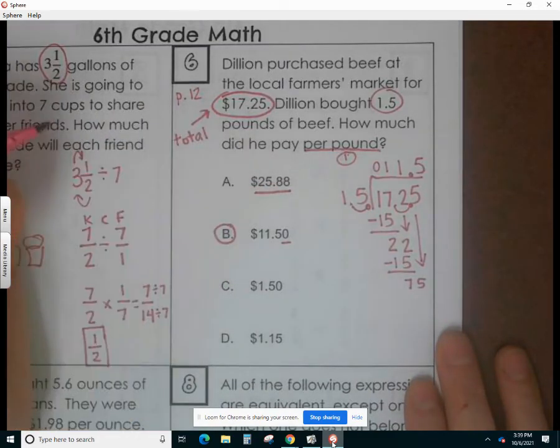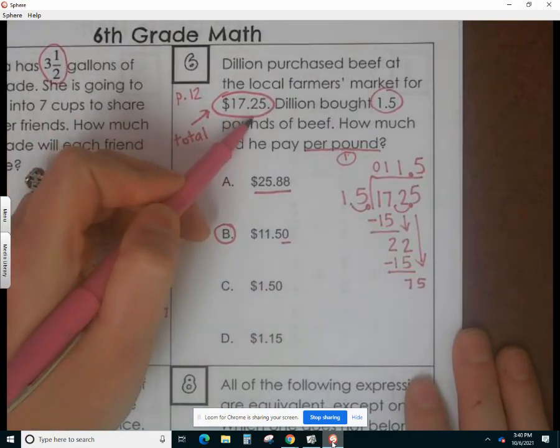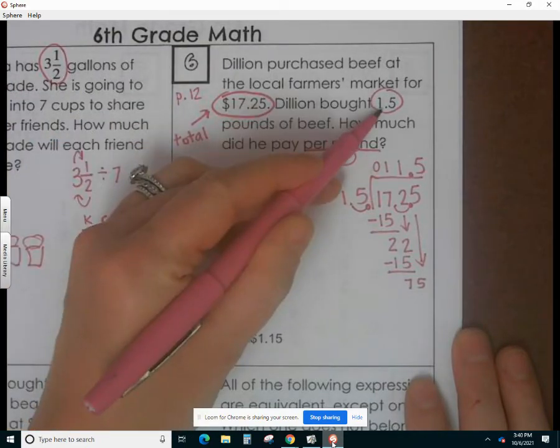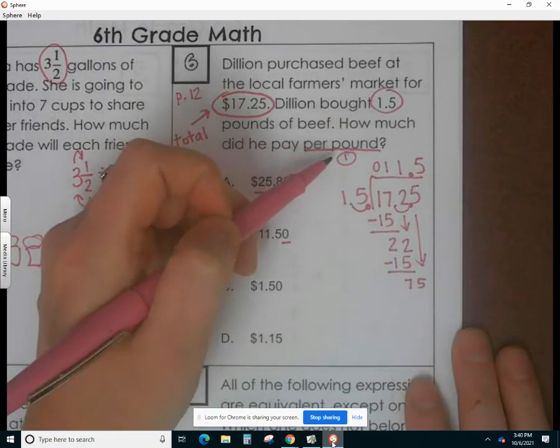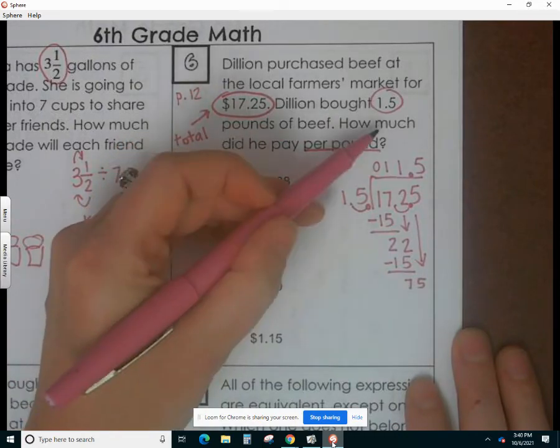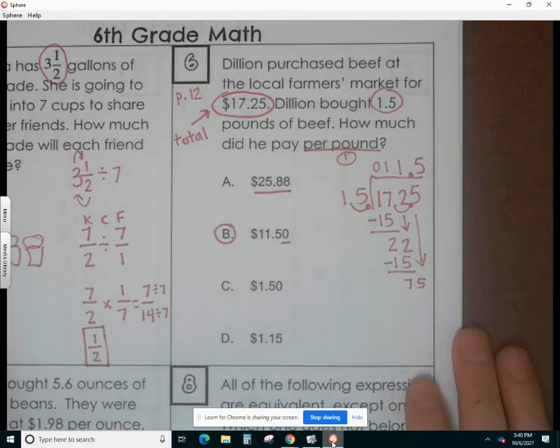A lot of people today multiplied and got 25.88, but if he paid this much for 1.5 pounds, why would he pay more than that for just 1 pound? This is less than what he bought, so our answer should be less.